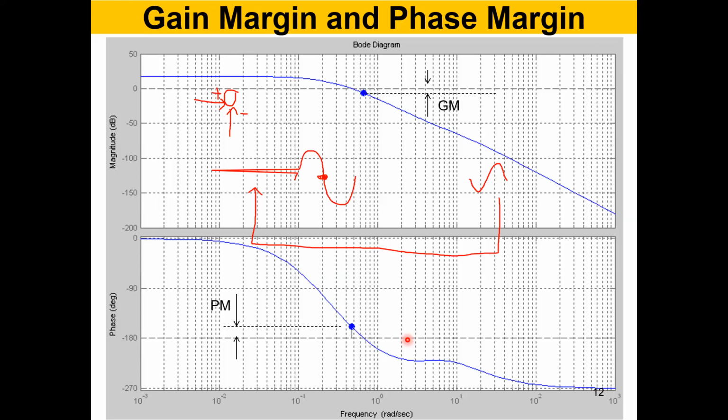So if one of them is off, let's say gain is 1, but phase is not 180 degrees, there is a margin, and that is what is called the phase margin. Or the other way, if the phase is 180 degrees, but gain is not unity, right? It's smaller, then that is the gain margin you have in the plant.